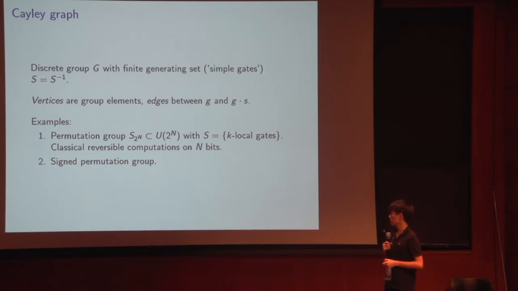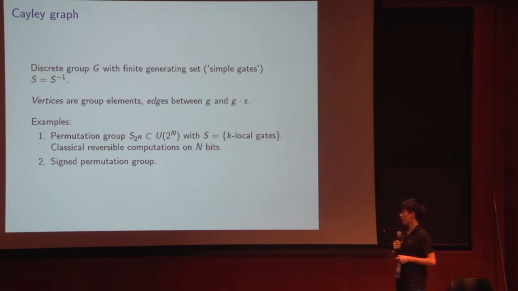In particular, we want to introduce this notion of a Cayley graph. So given any group G that's finitely generated, we can associate to this a graph where the vertices are the group elements, and there's an edge between two group elements if and only if you can get from one to the other element by multiplication by S, where S is an element of the finite generating set. So we want to think of G as some subgroup of the unitary operations, and we want to think of S as the simple gates that we can build up our quantum circuits with.